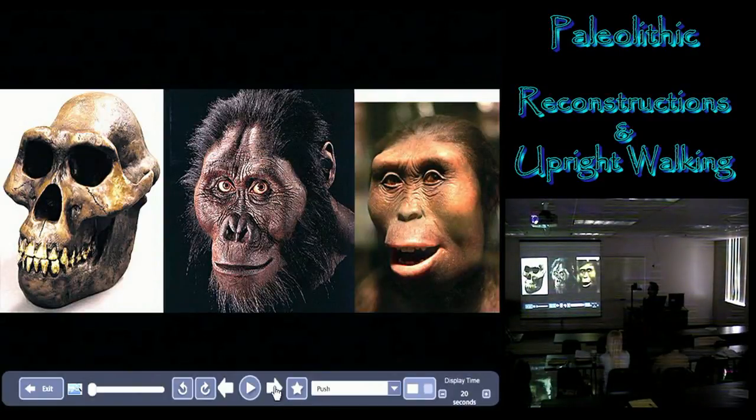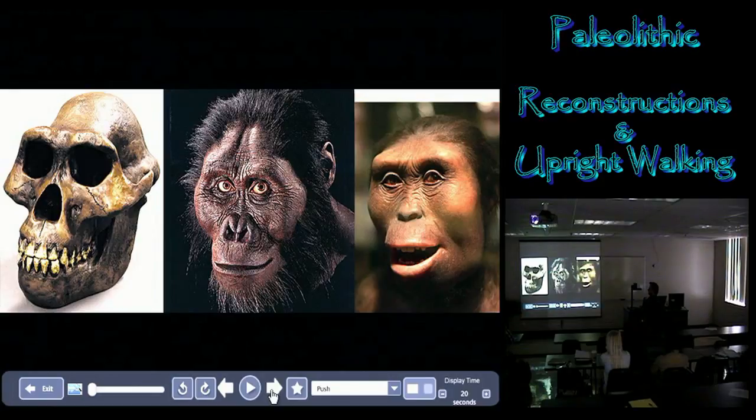I like to show these images because it gives you an idea of how much creative interpretation is involved when you see reconstructions. This is the skull, Australopithecus boisei. And here are two different reconstructions of the same skull. But you can see that you can make it look more human or less human just by what you do with the muscle tissues and especially the hair, the facial hair, things like that.